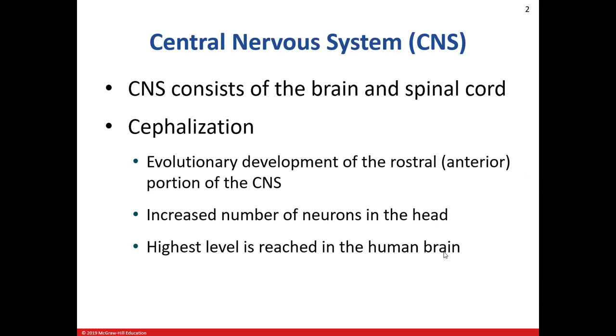Now, as we start looking at the CNS, one of the things that we look at is how the CNS develops. And that process is known as cephalization. Cephalization is the evolutionary development of the rostral, or the anterior portion of the CNS. And what that basically means is it's the evolutionary development of the brain. As we go through cephalization, we're going to see an increased number of neurons that begin to develop in the brain and in the head region. And the highest level of development is reached in the human brain.